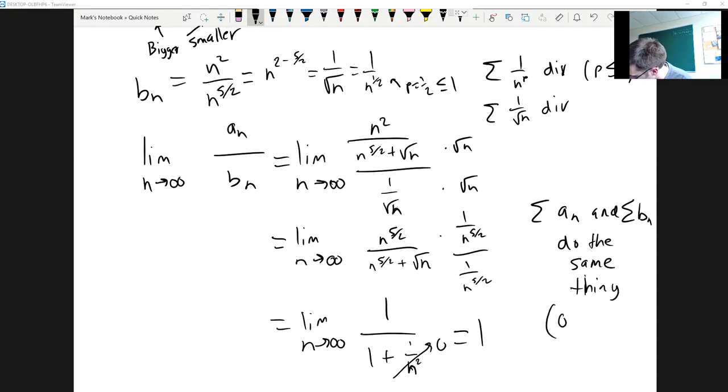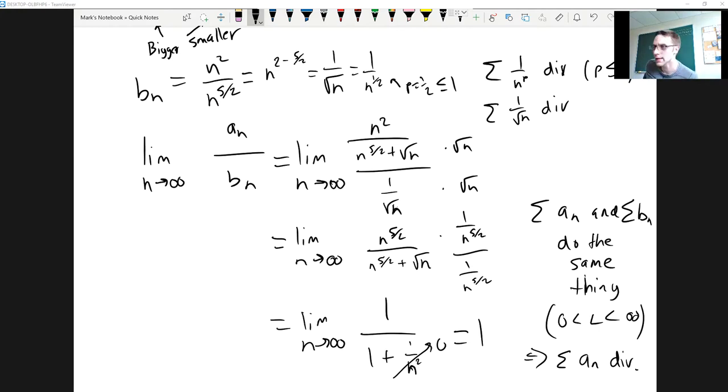Right? Because our L, the limit that we found, was between 0 and infinity. That's what the limit comparison test suggests to us. We already know that the sum of bn diverges because it was a p-series. And so the sum of an diverges as well. Okay?